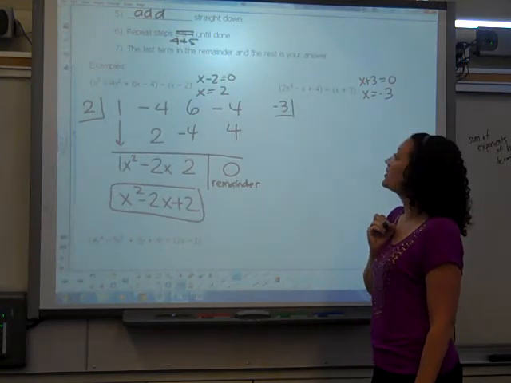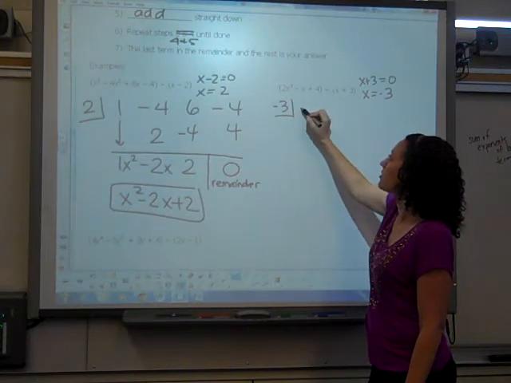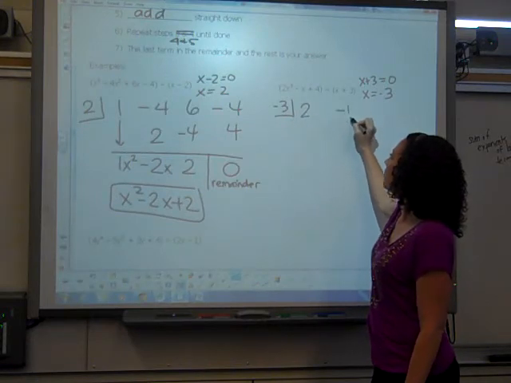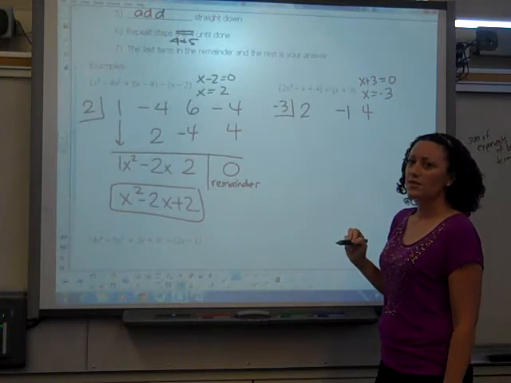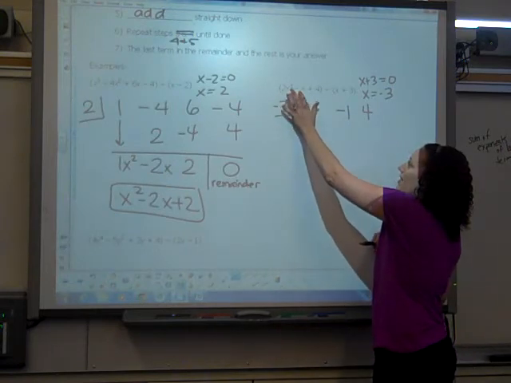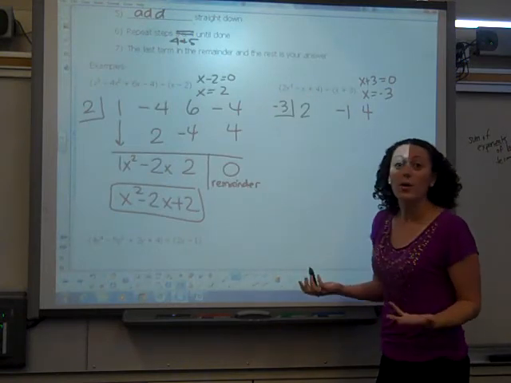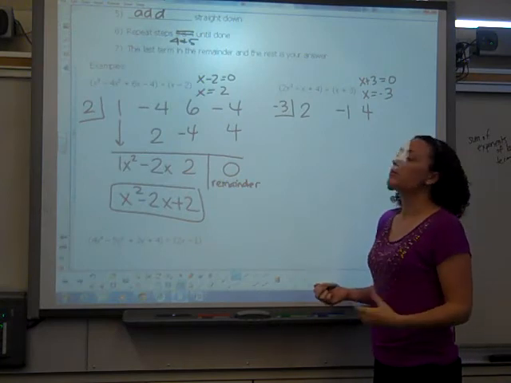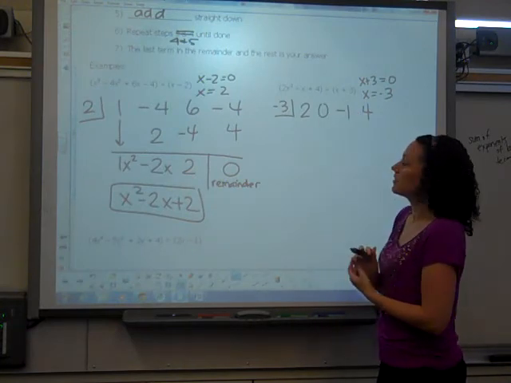So I put negative 3 in the box. I bring down my coefficients: 2, negative 1, 4. Oh, I noticed something funny. It goes x cubed, then x. Something's missing there. There's no x squared. Well, I need to put a placeholder. So I'm going to put 0x squared.